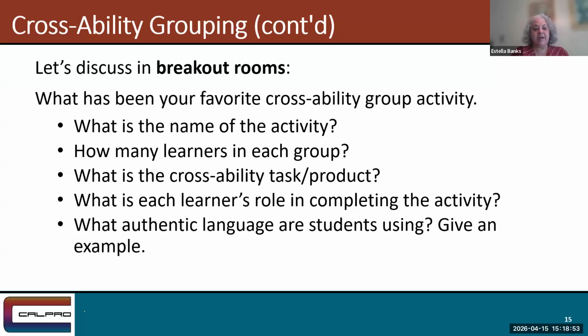Okay, so this is what we're going to do in the breakout room. I'm going to turn this over to Melinda to set up the breakout rooms and to arrange everyone. And she will display the questions in the breakout room.